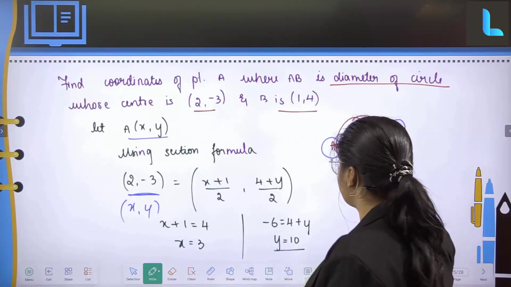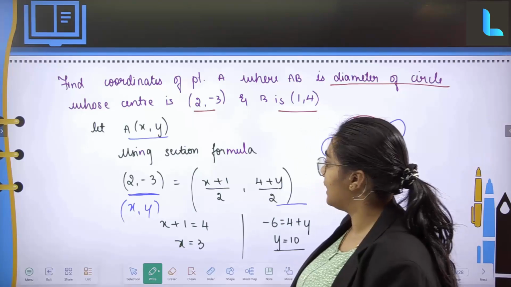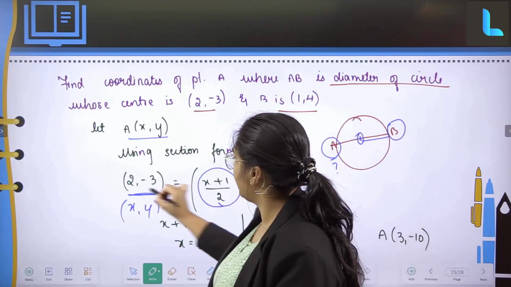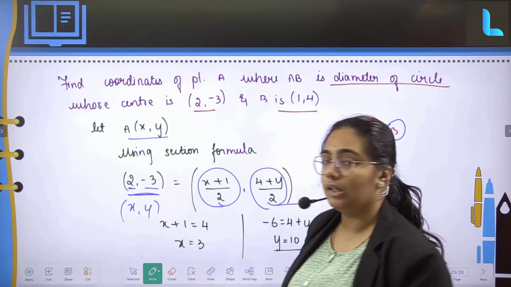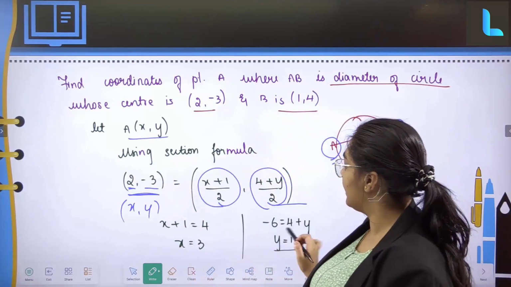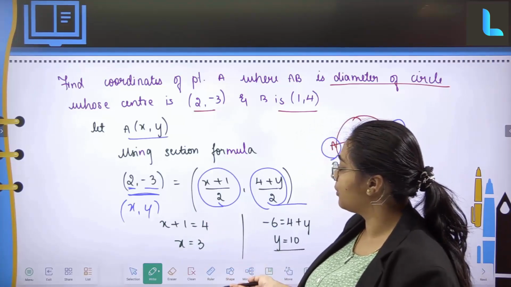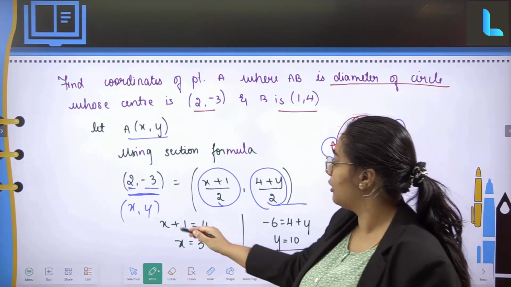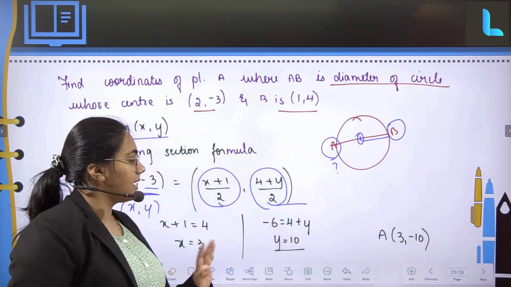So that value, when I just apply the formula in this format, is what I will be getting. Now this is going to be equal to 2 and this whole part is going to be equal to minus 3. So when I solve for that, I will be getting the values of x and y. So x plus 1 is equal to 4 is what we'll be getting. Therefore x is equal to 1. If it's shifted to the other side, it is 3. Similarly, y is equal to 10.